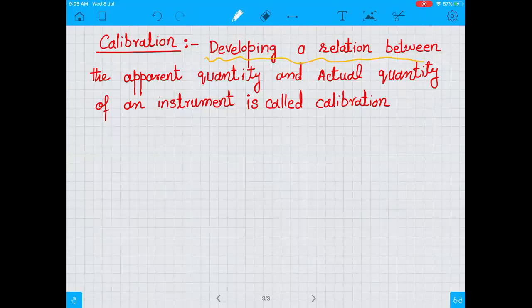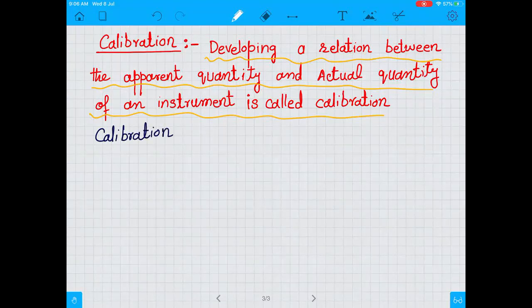Developing a relation between the apparent quantity and the actual quantity of an instrument is called calibration. This is the definition of calibration. Then, when they ask you what a calibration curve is: if you develop this relationship on a graph, then that graph is called a calibration curve.